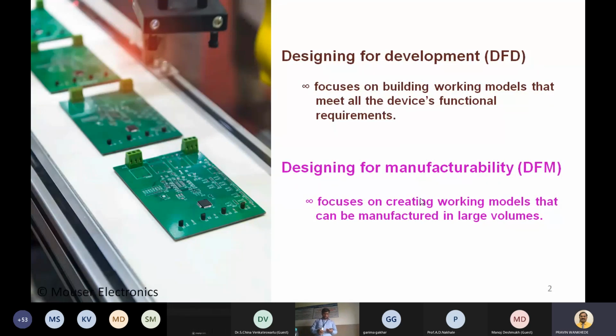Now, let me again discuss the different things in the DFM. Inadequate DFM can result in many issues, like disrupting your production. It may be possible that your manufacturer is not providing you all the components required within the time period, or there is no good supply chain. Due to this, too much time is required.